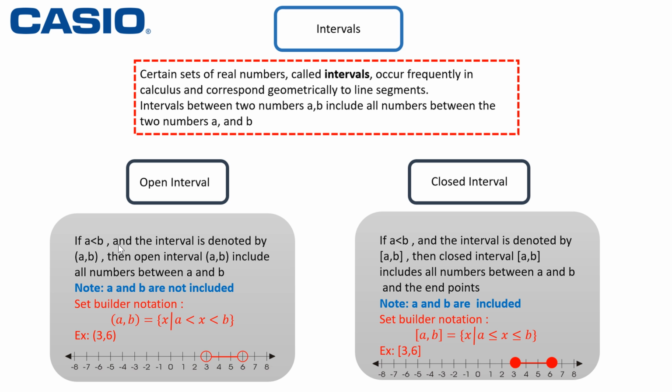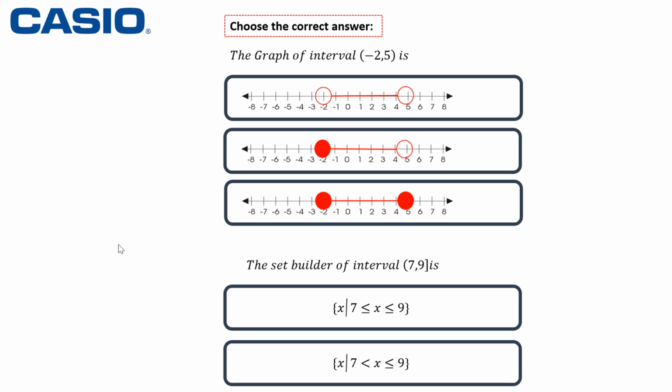For example, closed interval [3, 6]. If I need to locate my answer on the number line, first we locate the boundaries, which are 3 and 6. We draw a full circle on 3 and 6, which are the boundaries, and then we connect them by a line. So this is my closed interval. An empty circle means an open interval. A full circle means closed interval.